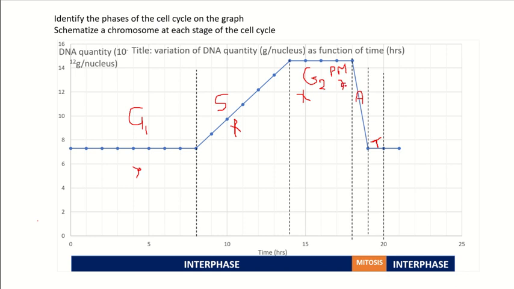In anaphase we have polar ascension, so the two chromatids are separated, so the chromosome is of one chromatid, and at telophase it is also of one chromatid.